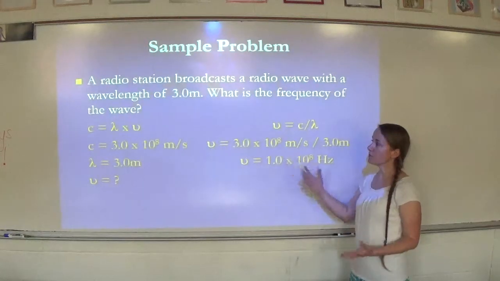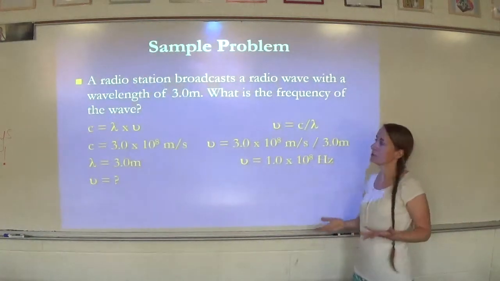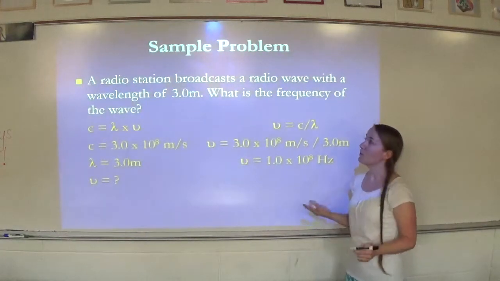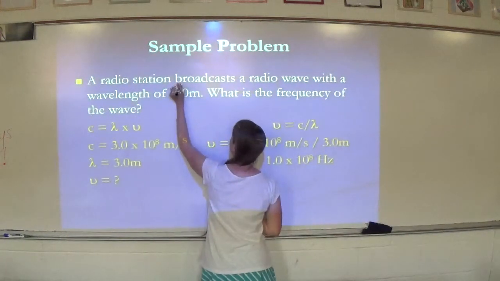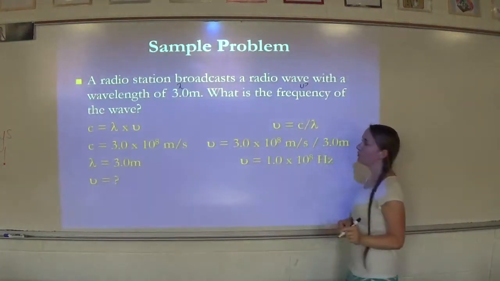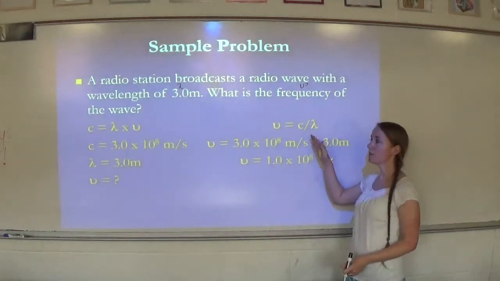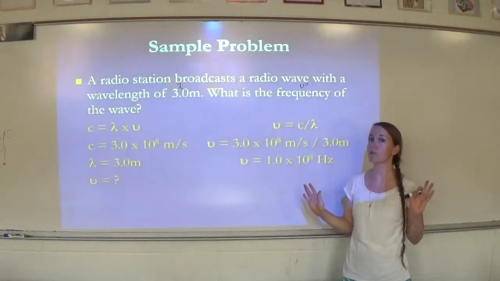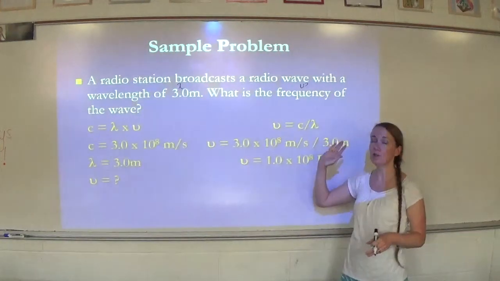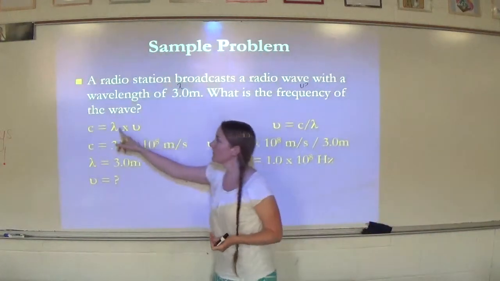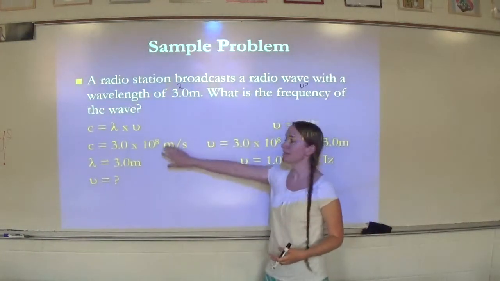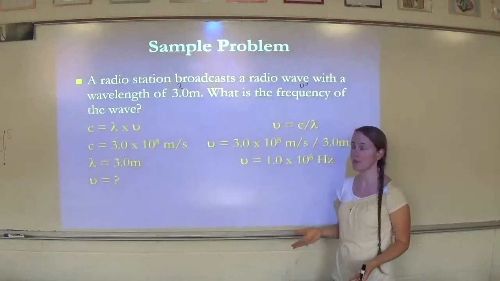So let's look at the first one together. I already have my answer up here, but we'll still go through it together. It says a radio station broadcasts a radio wave with a wavelength of 3 meters. So there's my wavelength, my lambda. What is the frequency of the wave? What you'll notice is on this type of problem, they're not going to reference c or speed of light at all. My students usually have a hard time figuring out what to do because there are 3 variables, but they're only talking about 2. Where's the third one? Well, the third one is the constant. It's 3 times 10 to the 8 meters per second.